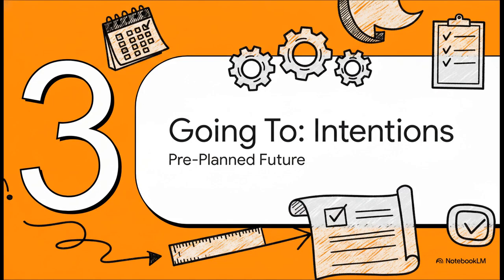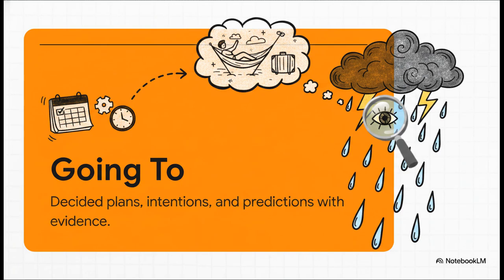Section 3. Going to for prior intentions. The pre-planned future. Now, this is where things shift. Unlike will, you use going to when the decision has already been made in your head before you even started speaking. It's an intention. If someone asks what you're doing this weekend and you already thought about it yesterday, you don't use will. You say, "I'm going to relax at home." The choice existed before the conversation started.